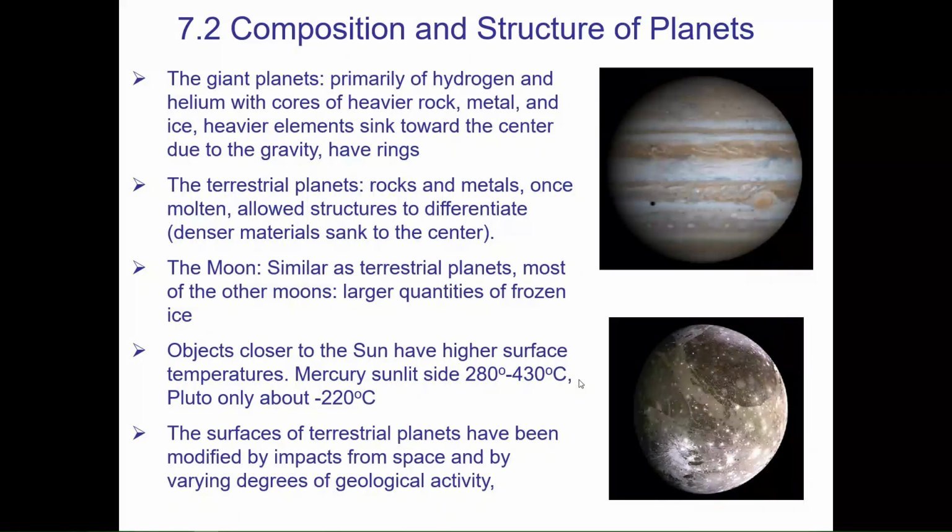After the initial formation of terrestrial planets, their surfaces have been modified by impacts from space and by varying degrees of geological activity. For example, you may remember, or will see later on, that there are a lot of craters on the moon and on Mercury. This is due to impacts of small objects. And you may know that on the Earth's surface we have tectonic activity and volcanism, and all those geological activities are able to modify the surface of terrestrial planets.